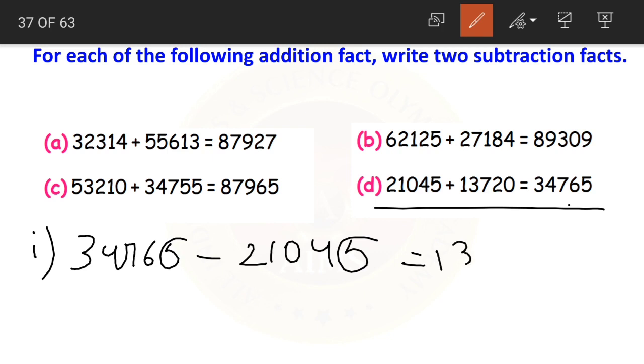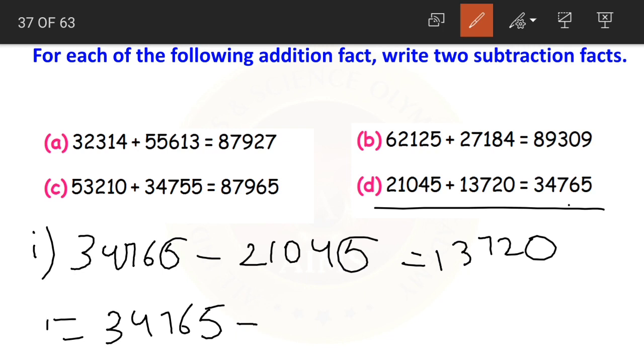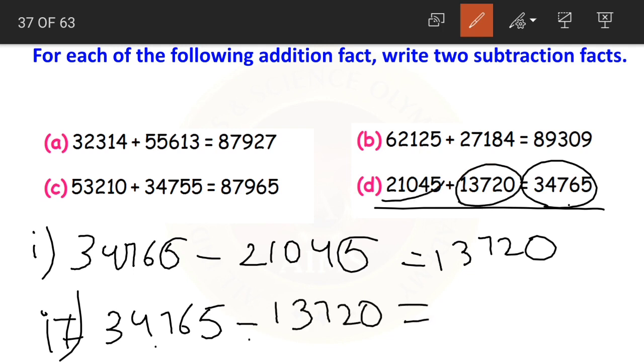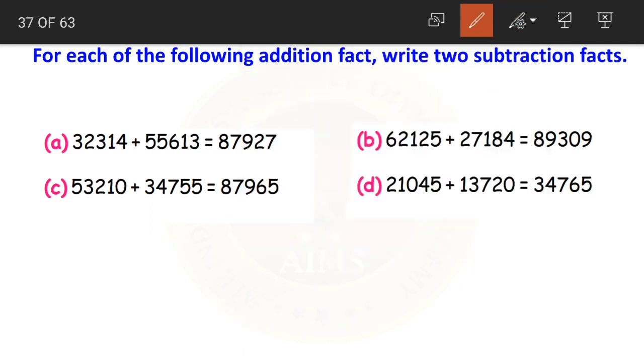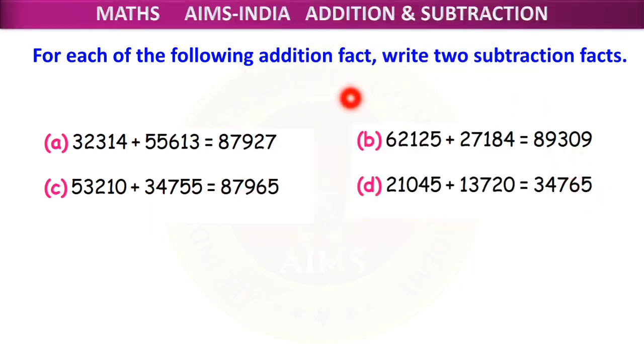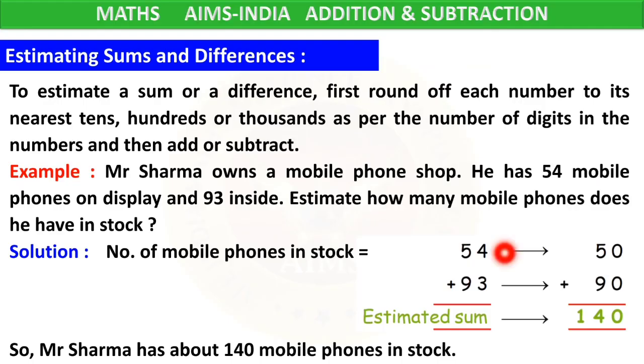21,045 is equal to our addend 2. That is nothing but 13,720. Now coming to the second fact, again the sum minus our addend 2, that is 13,720 is equal to our addend 1, that is 21,045. Clear, children? How to write subtraction facts for an addition fact.